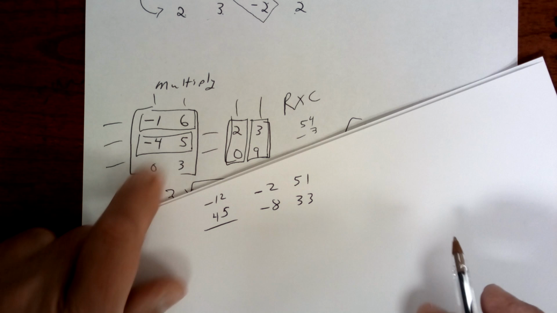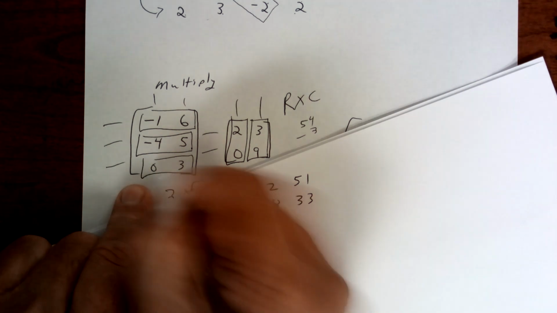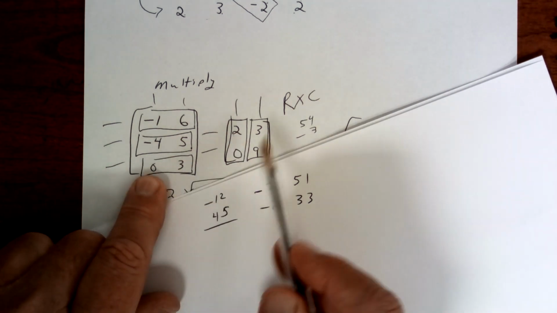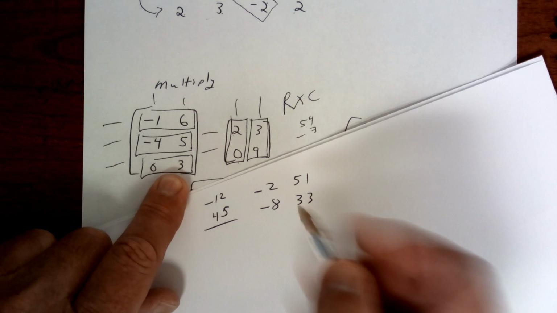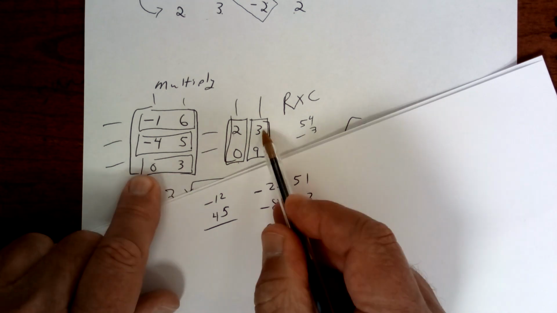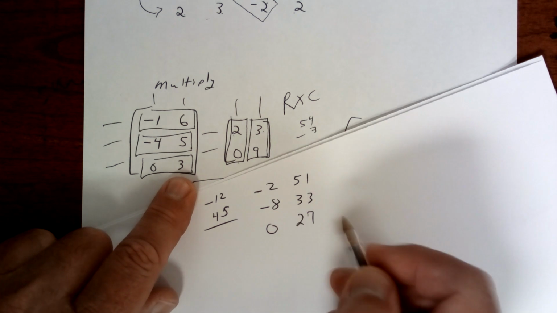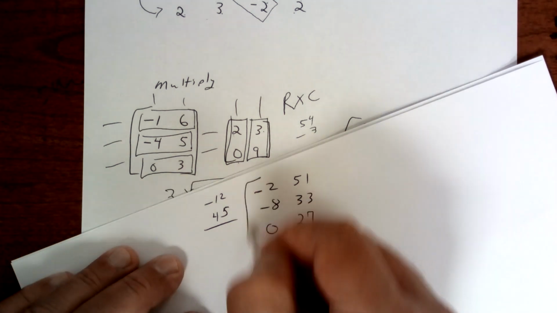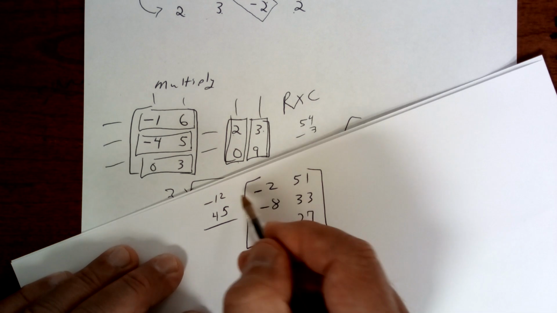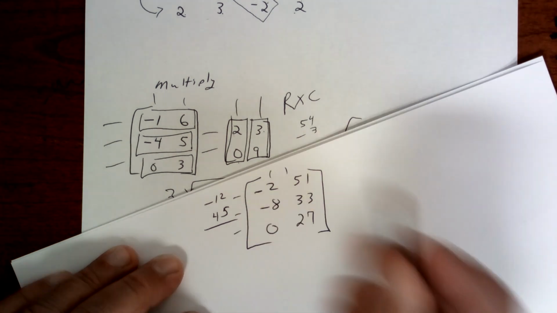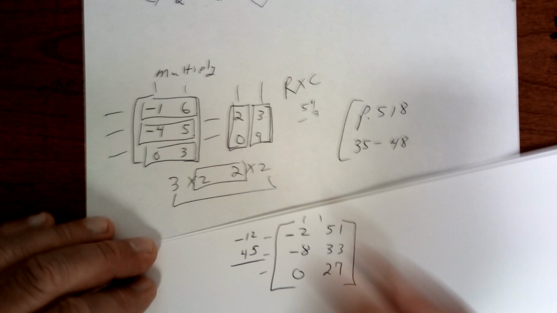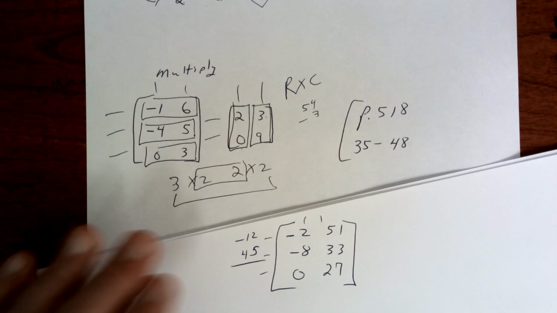All right, let's go to this one. So now I'm going to do 0 times 2 is 0, and 3 times 0 is 0. That gives me 0. That gives me 27. I would double check it, but let's see what we have. We have a 3 by 2, and that's what we should have, a 3 by 2. Okay, anyway, your work is right here.